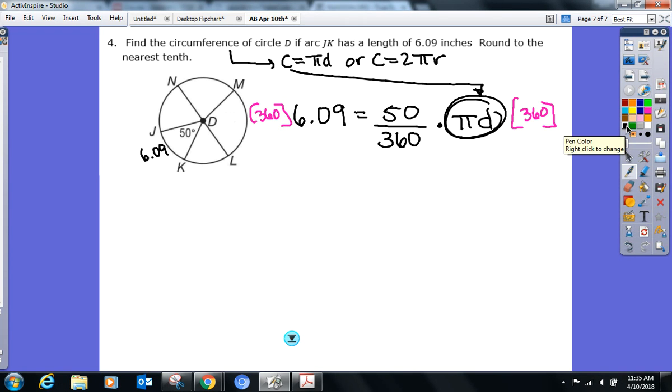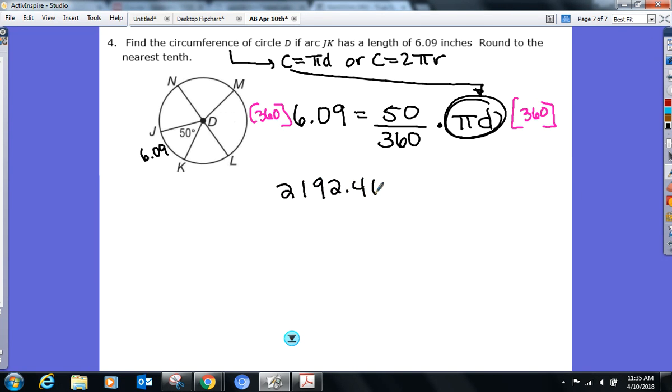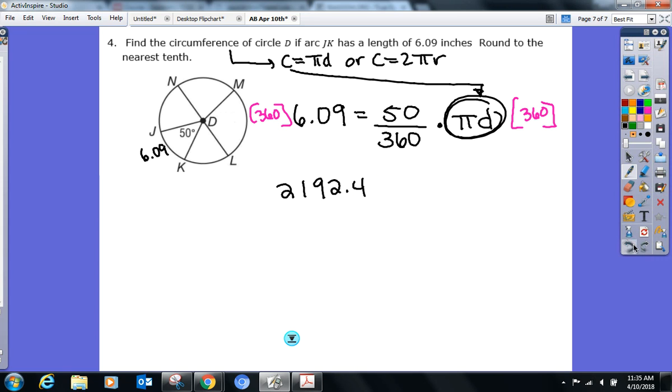And we end up with 2192.4 equals 50 pi d. And then divide both sides by 50. Yep. Did anybody just multiply by the reciprocal here, 360 over 50? You could do that too.